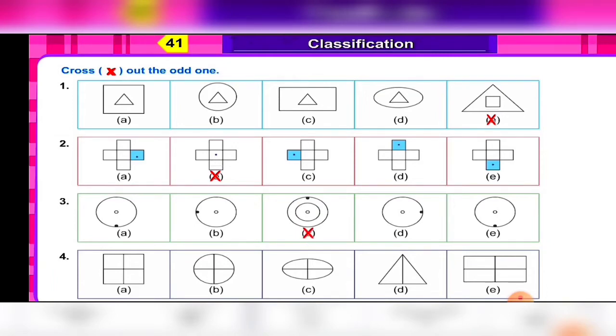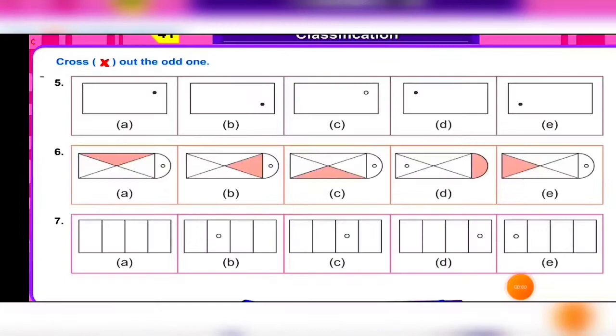Fourth, in this question there are four parts in each figure, but in D there are two parts, so we have to put cross on D. In fifth question there is a dark color dot in each figure, but in C there is a light colored dot, so we have to put cross mark on C.